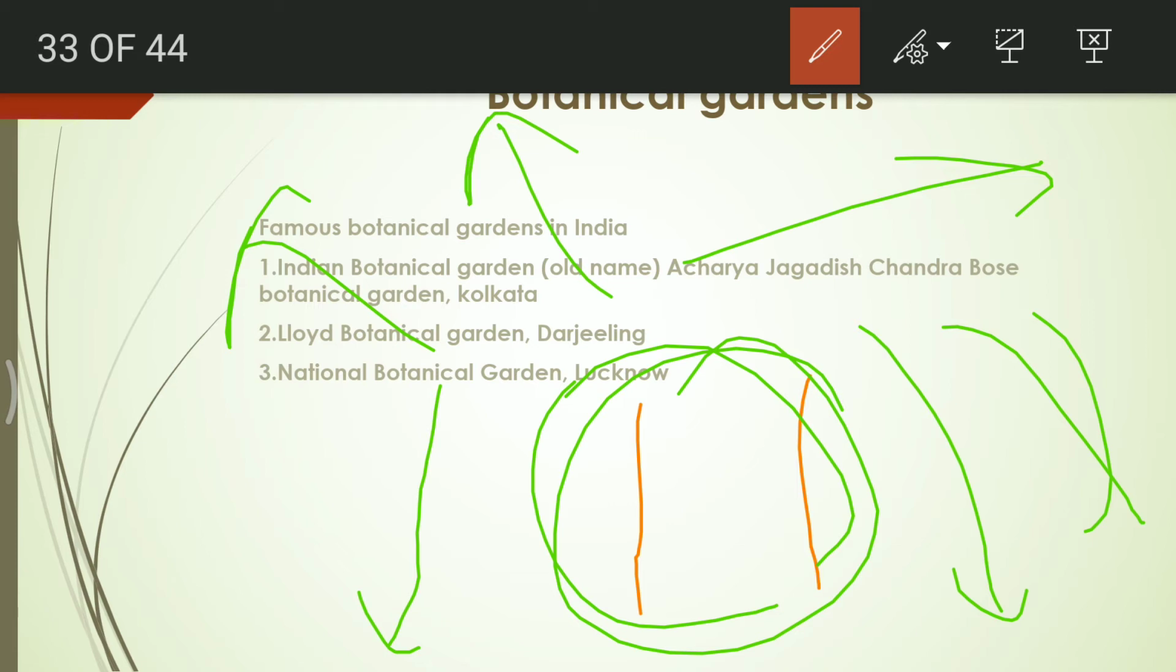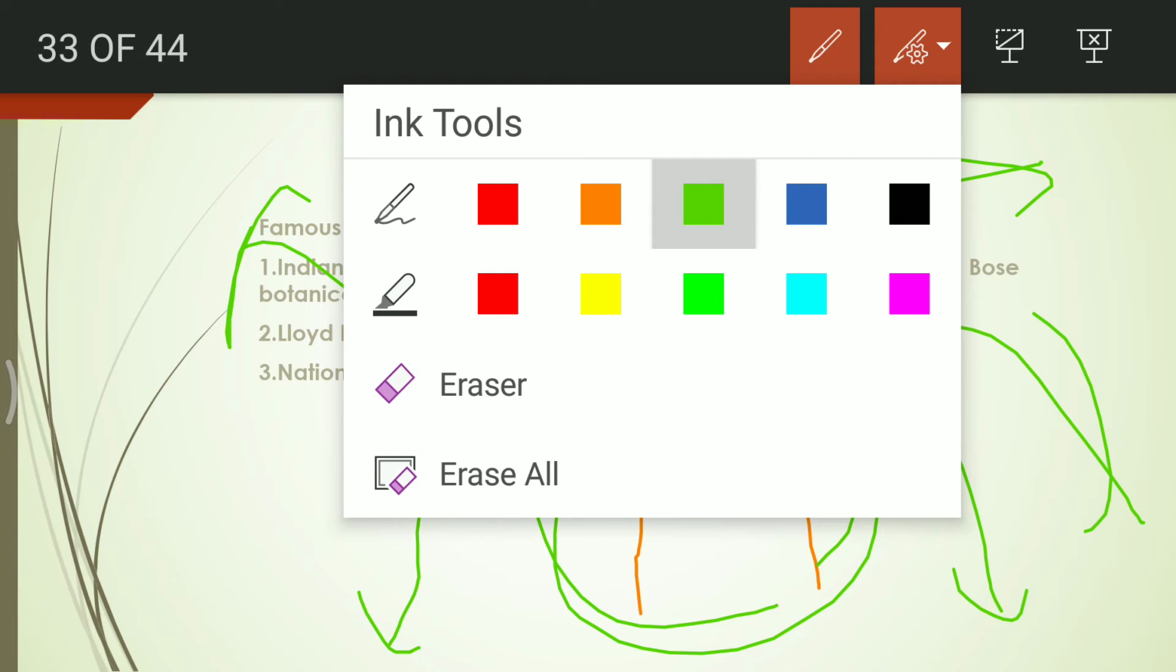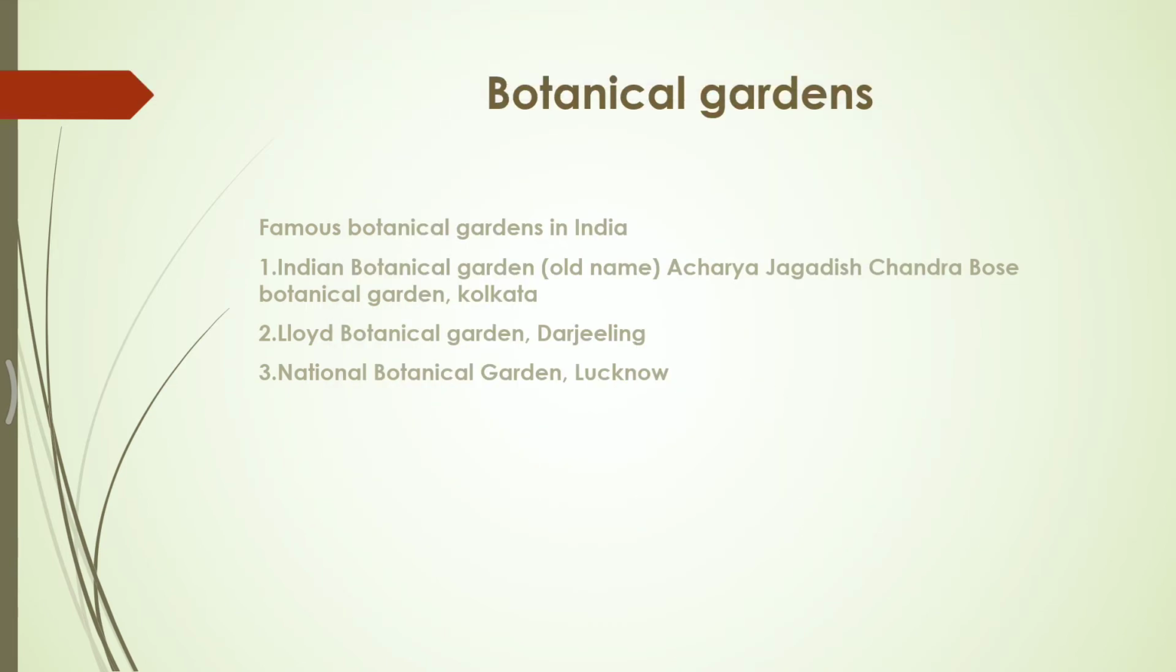So I think everyone should learn these three names, and other than that, there are also a few names in your book. You can learn those as well.